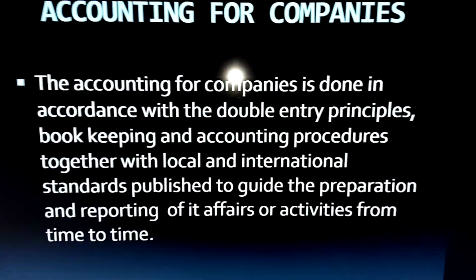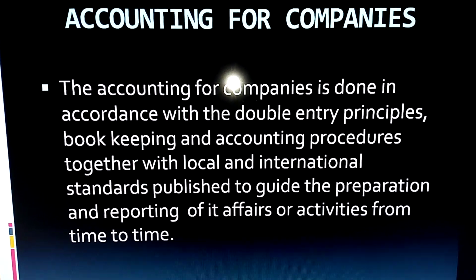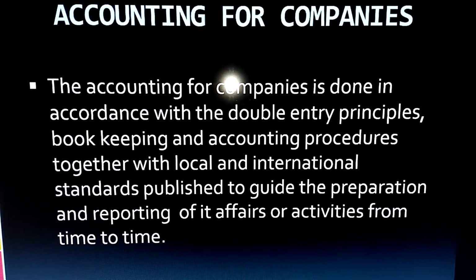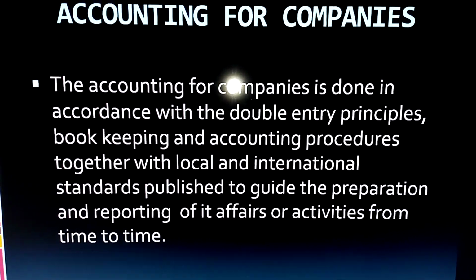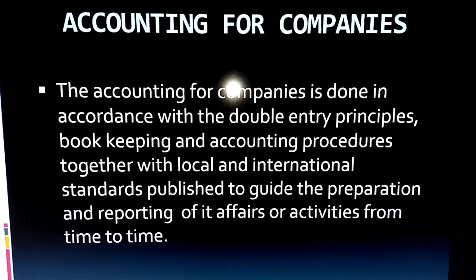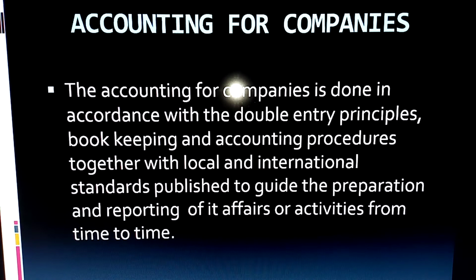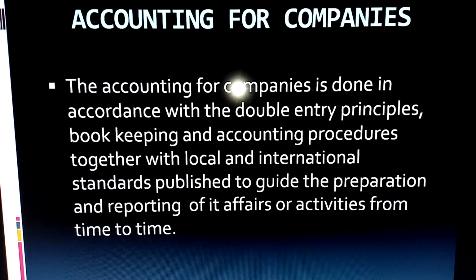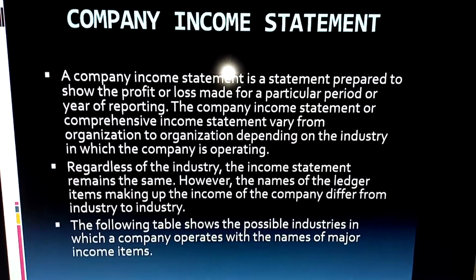We have accounting for companies. I already explained that the accounting for companies is prepared in accordance with the double entry principle, and then accounting procedures together with the international standards and local standards, as well as whatever guideline has been published from time to time on the affairs or activities of the company or preparation. So basically, we have the double entry principles, accounting procedures, standards, local and international. Because Nigeria has a standard, countries have their standards, but we have the international standards as published from time to time. So now we have the company income statement.